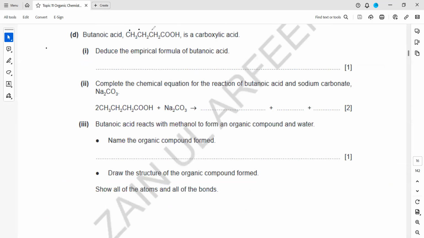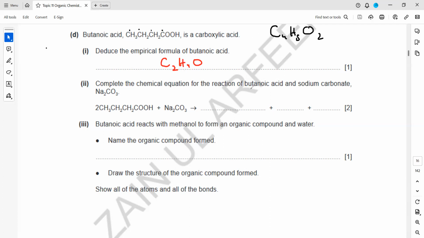First count 1, 2, 3, 4 carbon. So C4. How many hydrogen? 3, 5, 7, and 8. And how many oxygen? O2. What is the empirical formula? Take the simplest ratio between 4, 8, and 2. So what is the simplest ratio between 4, 8, and 2? I'll divide all of them by 2. So C2H4O. So we divide by 2.